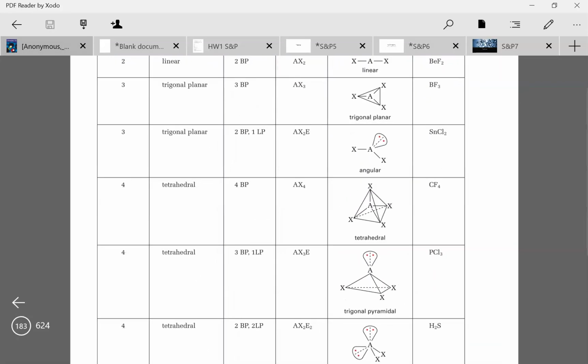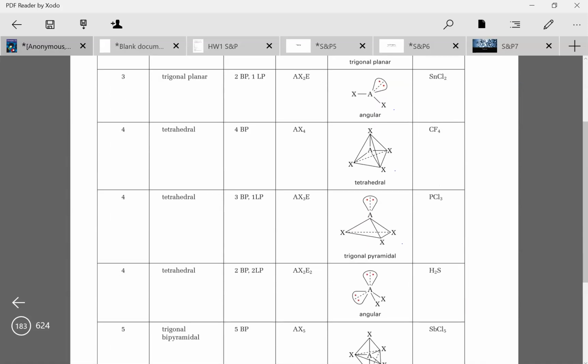There could be linear, trigonal planar, angular, tetrahedral, trigonal pyramidal, all these different kinds of shapes depending on how many lone pairs and how many bond pairs there are. Again, by bonding pair I mean the pair of electrons in a bond. So depending on how many there are, you say that it has a certain shape.